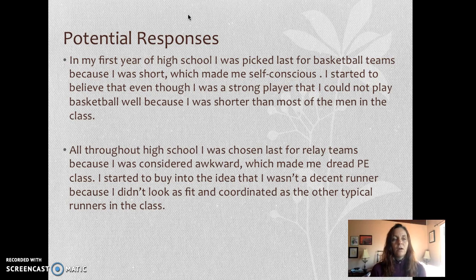The second one, all throughout high school, I was chosen last for relay teams because I was considered awkward, which made me dread PE class. Now, dread's good because that's not self-conscious. That's just this kind of negative feeling and not wanting to participate. I started to buy into the idea that I wasn't a decent runner because I didn't look as fit and coordinated as the other typical runners in the class. So this is a really good example, because from the same basic sentence, we got two very different ones when that detail is added.